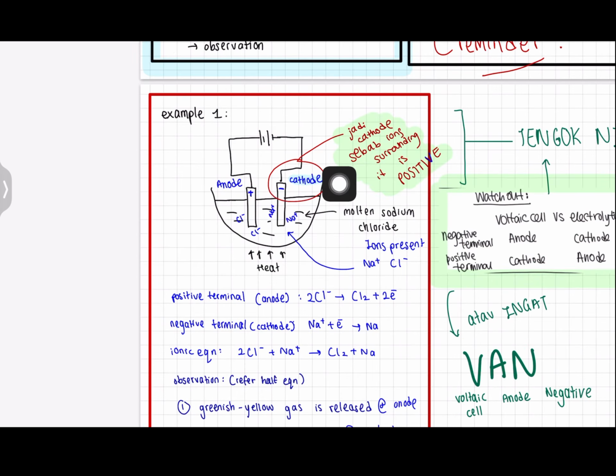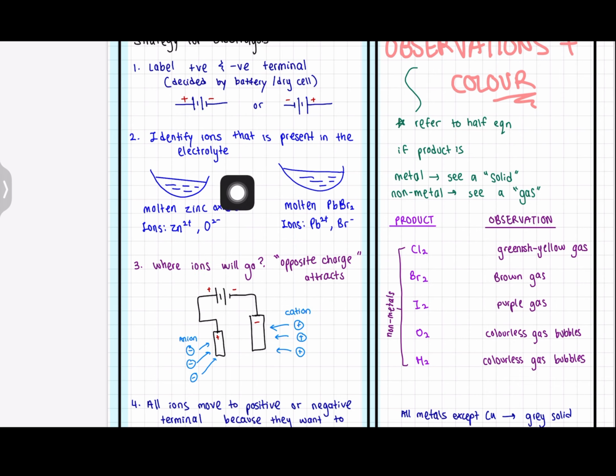Step two, you have to identify what ions are present in the electrolyte. When they say molten zinc oxide, that means there are only zinc ions and oxide ions. If they say zinc oxide solution, however, you have to take into consideration that solution means there's water, so there's H2O. That's different, so let's look at the molten one first. Since they say it's molten lead bromide, there are only the lead ions as well as the bromide ions.